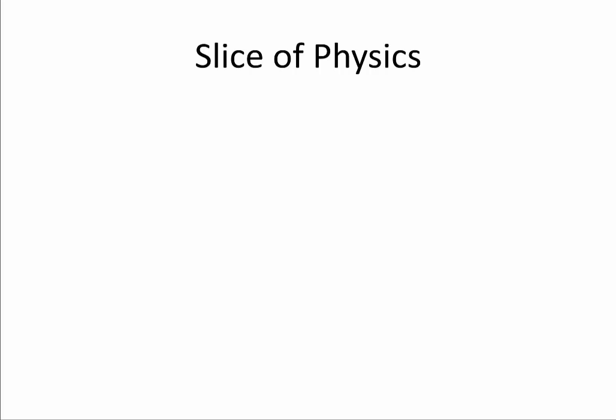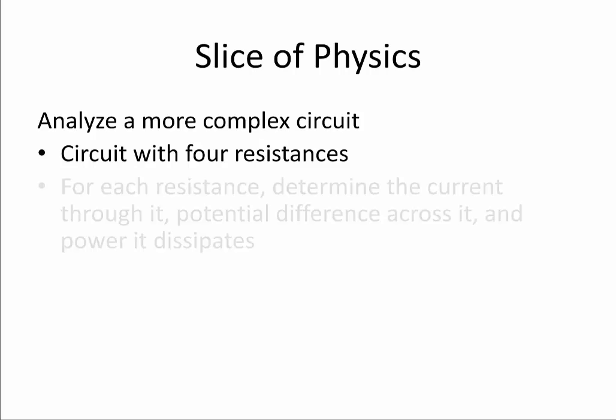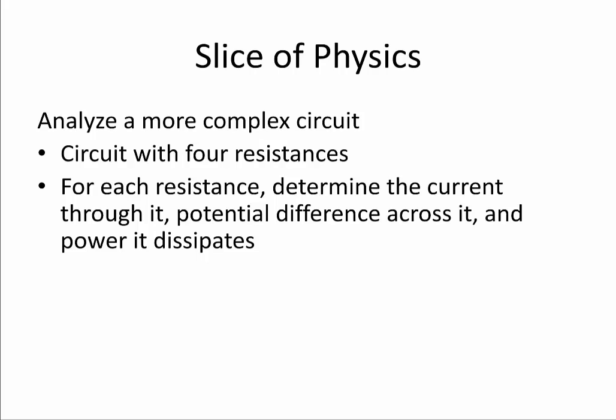Hi there, welcome back. Having learned the basics of circuits, we're now ready to tackle an example that deals with a more complex circuit. In this example, we'll take a circuit with 4 resistances, and our objective is to determine for each resistance the current through the resistance, the potential difference across it, and the power it dissipates. We'll do this by following solution steps that work with more complex circuits.